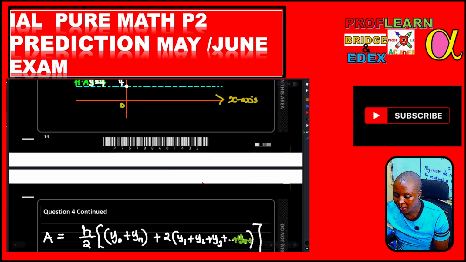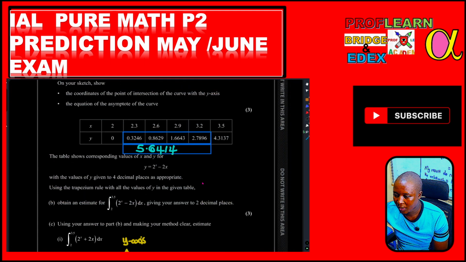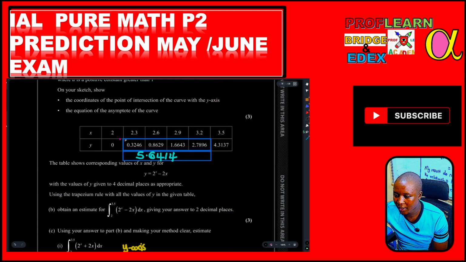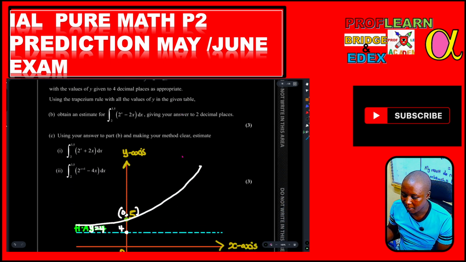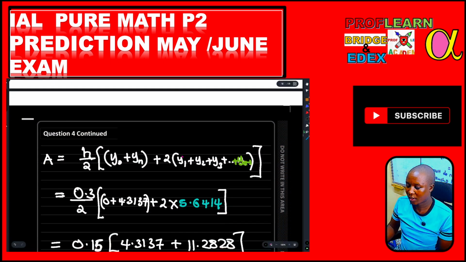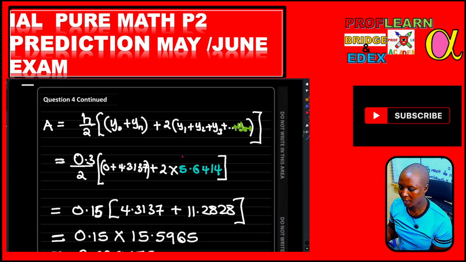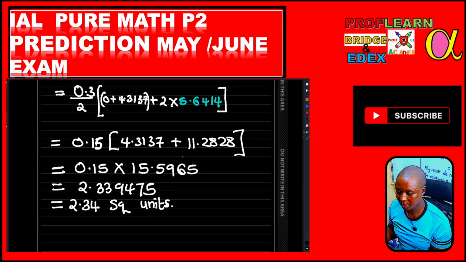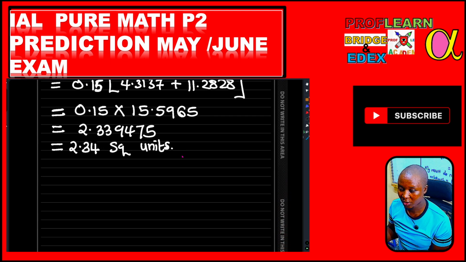How did I get 0.3? If you look at the table, if you take 2.3 minus 2, we get 0.3. 2.6 minus 2.3, you get 0.3. So that is how you get the height. Also add this value and this value, then add all these together times 2, and then we can apply the formula shown at this point. If you work it out using the trapezium rule, our answer is going to be approximately 2.34 square units.